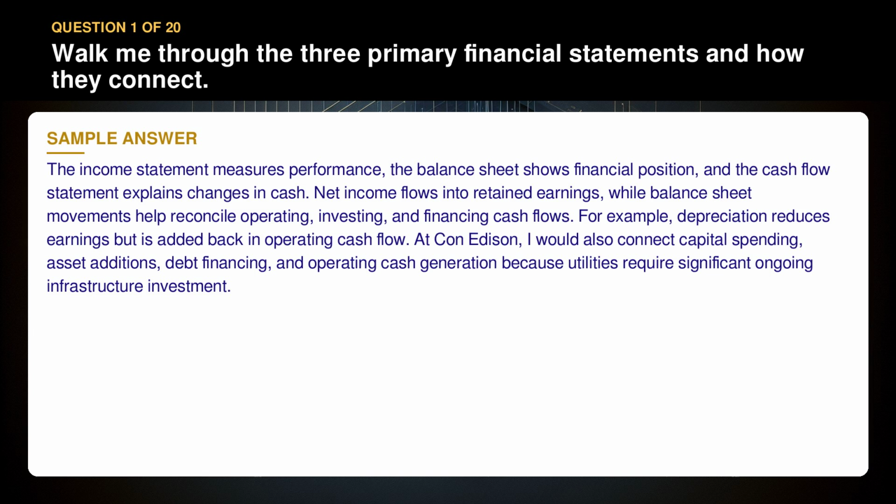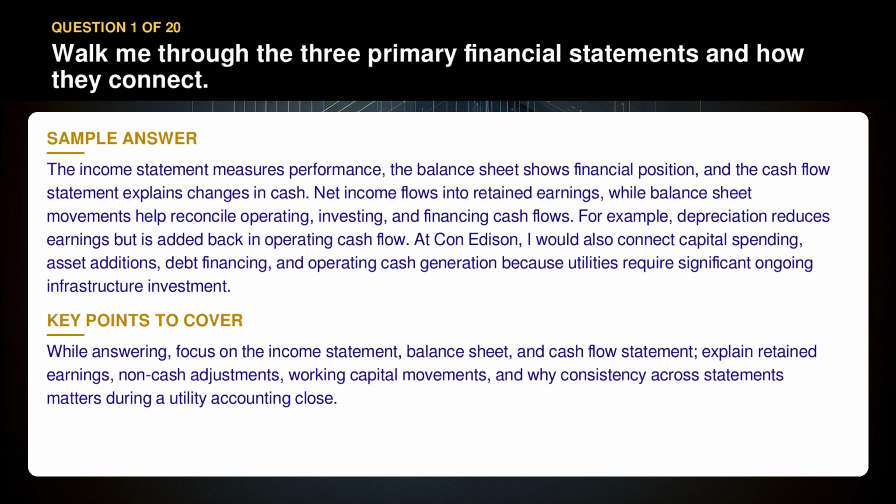At Con Edison, I would also connect capital spending, asset additions, debt financing, and operating cash generation because utilities require significant ongoing infrastructure investment. While answering, focus on the income statement, balance sheet, and cash flow statement. Explain retained earnings, non-cash adjustments, working capital movements, and why consistency across statements matters during a utility accounting close.